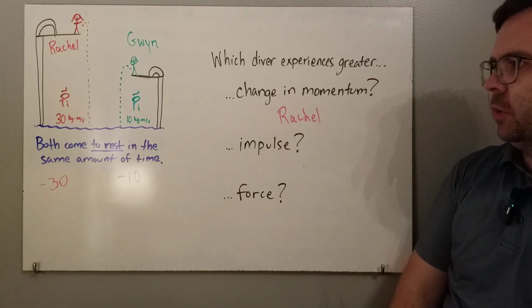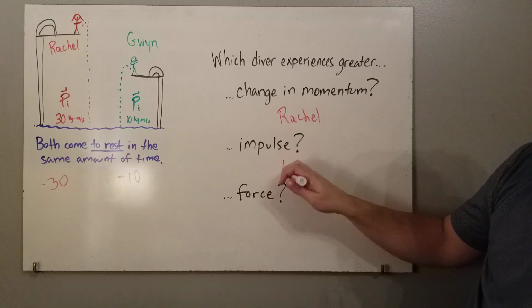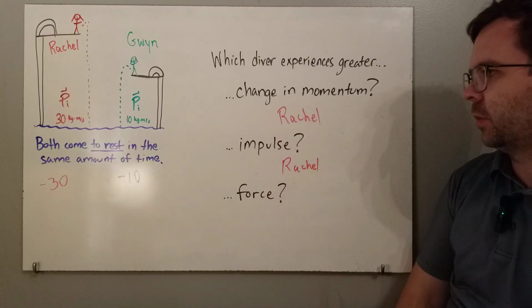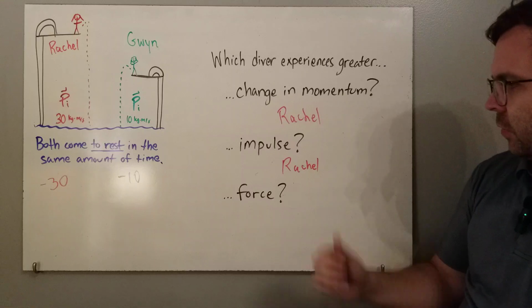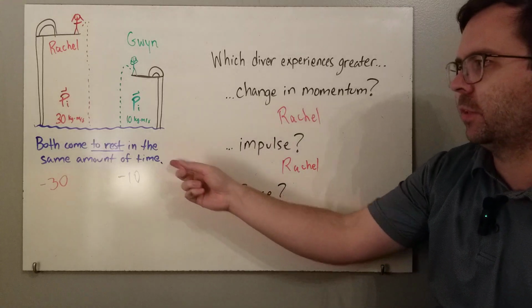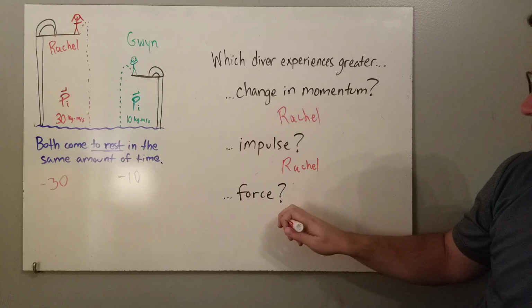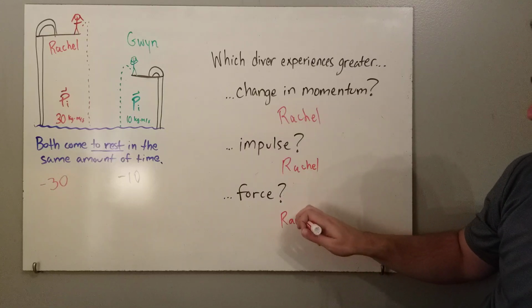And the change in momentum is equal to the impulse. And so Rachel also has a greater impulse experienced. And because she has a greater impulse, and they have the same amount of time that they slow down in, that means that Rachel also experiences a greater force.